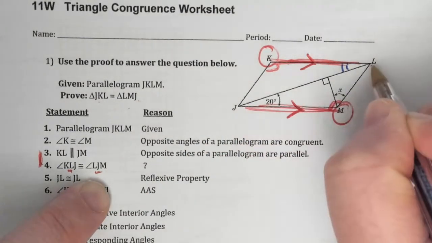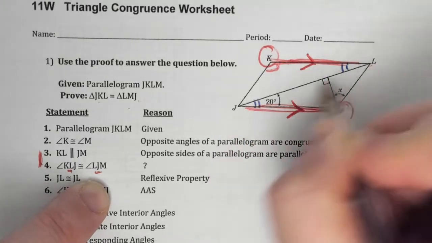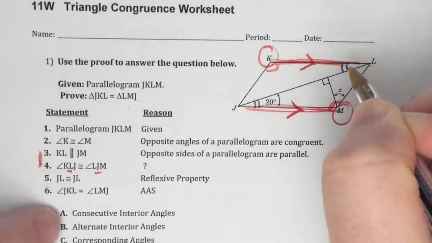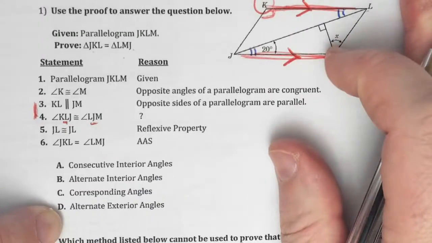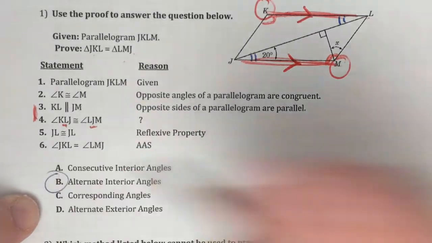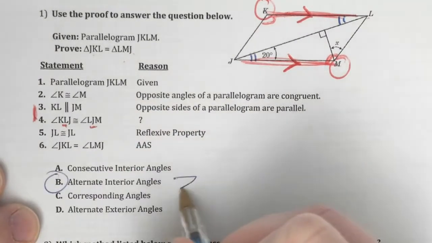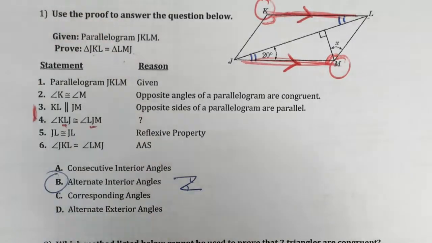They said LJM, so this angle right here. Now, why were those angles equal? Let's see. Are they consecutive interior, alternate interior, corresponding, or alternate exterior? Well, those right there are just alternate interior, because our best friend is a Z, right? Okay, so that was that proof.